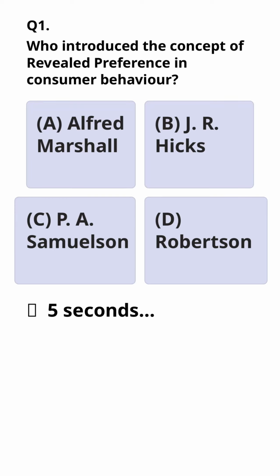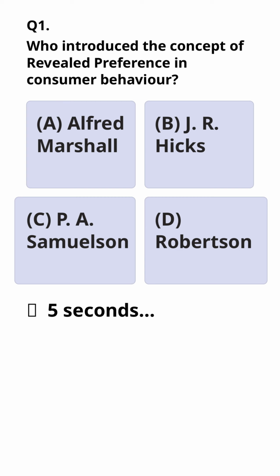Who introduced the concept of revealed preference in consumer behavior? As you can see, we have 4 options here. First Robertson, then P.A. Samuelson, next J.R. Hicks, and finally Alfred Marshall. Now, the key thing to remember is that revealed preference is a fundamental concept in understanding how consumers make choices. It helps us infer preferences based on actual choices rather than stated preferences.